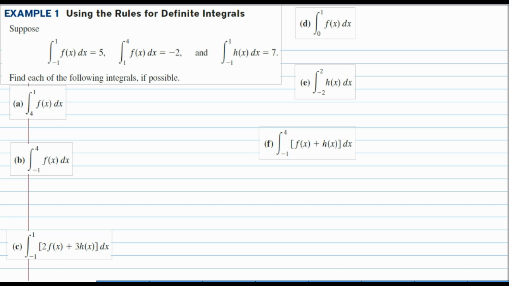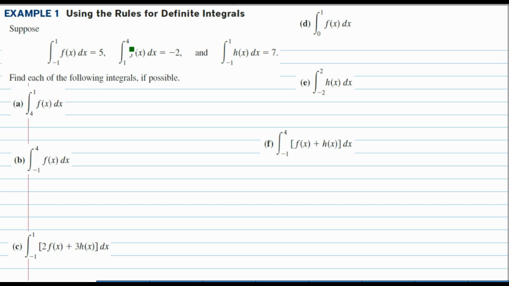Now let's put these properties into use with example 1, using the rules for definite integrals. We're given a few things. We don't know our function, but we know that the antiderivative from -1 to 1 of f of x dx equals 5. We have no idea if a portion of this is above the x-axis and a portion is below. If it's all above, we don't know.